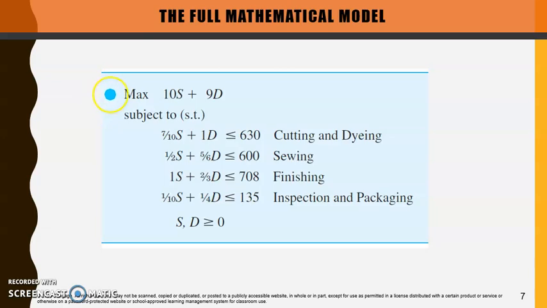And as you can see, it's maximizing 10S plus 9D. So it is the objective function. Here you see "subject to", that is abbreviated with ST. And after that, you see the constraints here. Exactly the same as before, just the notation is different. That doesn't matter. Whatever you are more comfortable with, you can do it.